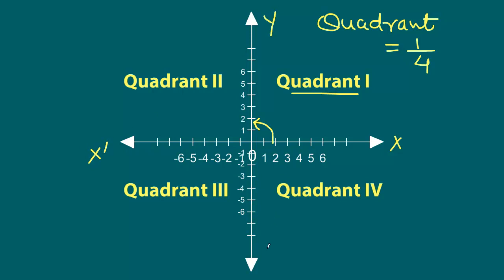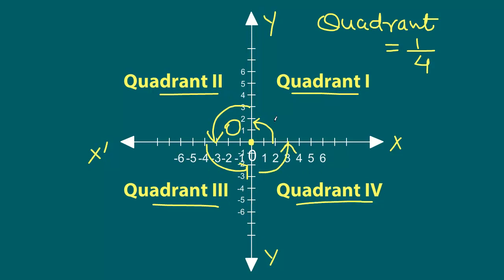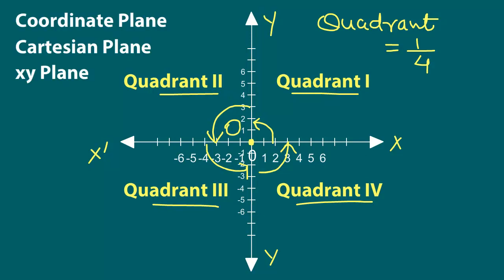If this is the origin, then OX is the positive x-axis. We start from there and go counterclockwise, in the anti-clockwise direction. The first 1/4 is quadrant 1. The second 1/4 is quadrant 2. Similarly, as you can guess, the third 1/4 is quadrant 3, and the last 1/4 is quadrant 4. So our axes, the x-axis and y-axis, divide the plane into 4 equal parts, and each one is called a quadrant.